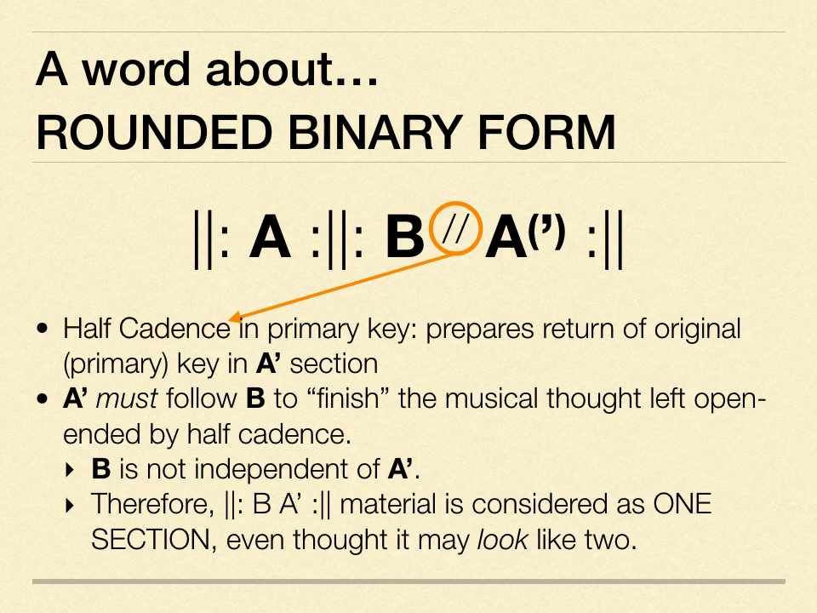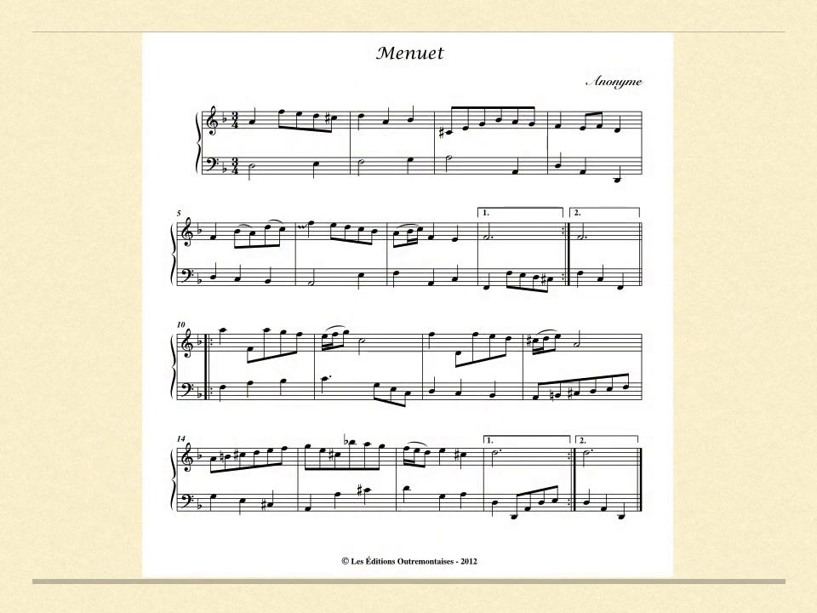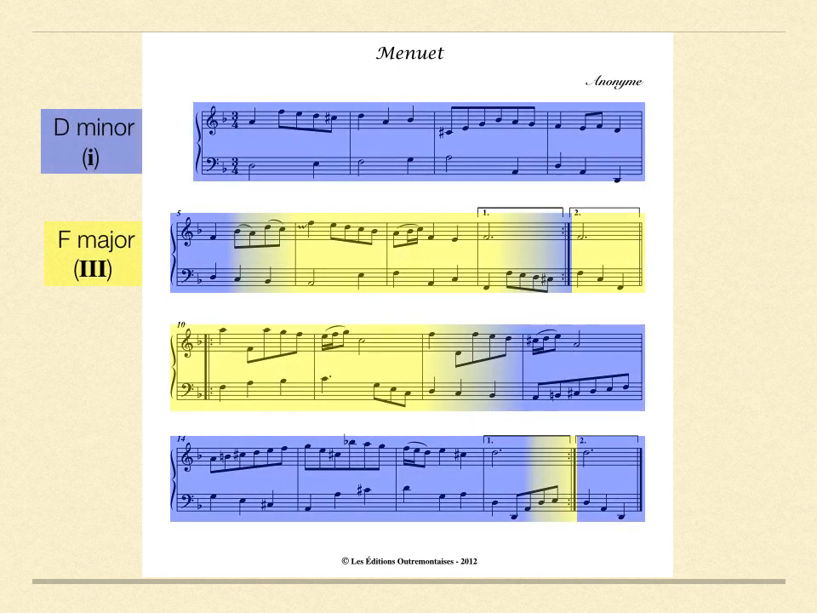Let's revisit the minuet from the Anna Magdalena notebook. We last saw this piece in the video on modulation, so we know that it modulates from D minor to F major, then back to D minor. Now let's see how the tonal motion is related to the form of the piece.